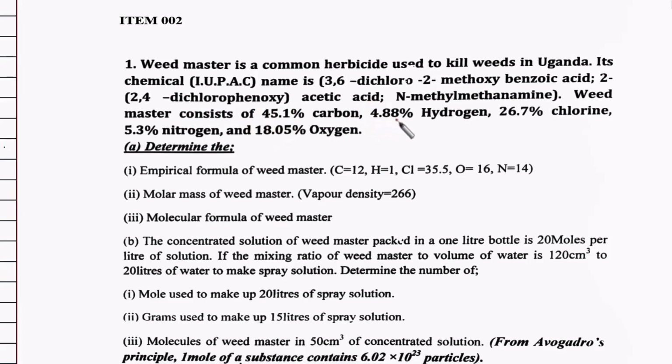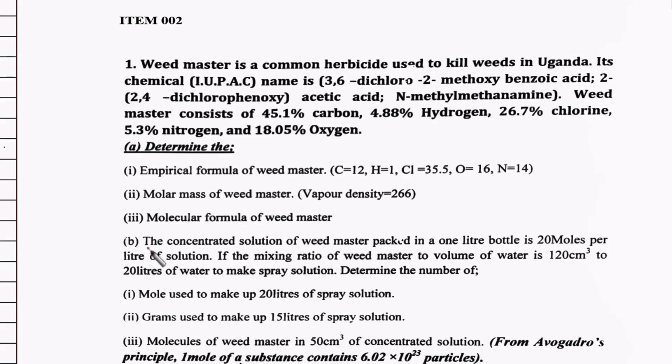Weedmaster consists of 45.1% carbon, 4.88% hydrogen, 26.7% chlorine, 5.3% nitrogen, and 18.05% oxygen. Then we have our tasks here, beginning with part A. Roman number 1, determine the empirical formula of the Weedmaster, and in brackets we've been given the RAM of the elements found in this Weedmaster. Roman number 2, determine the molecular mass of the Weedmaster, given the vapor density as 266. Roman number 3 of part A, determine the molecular formula of the Weedmaster.